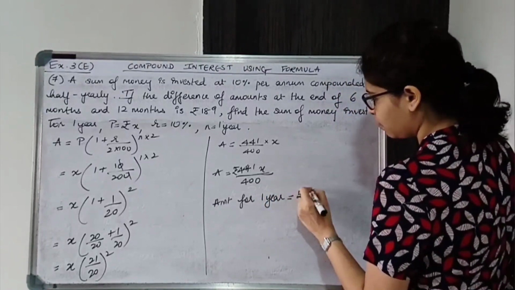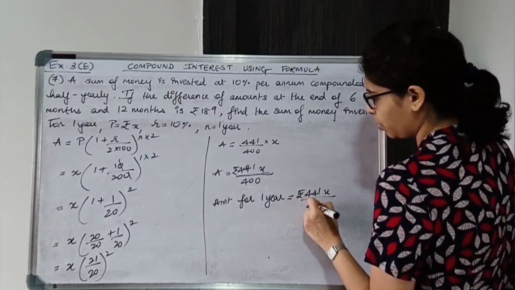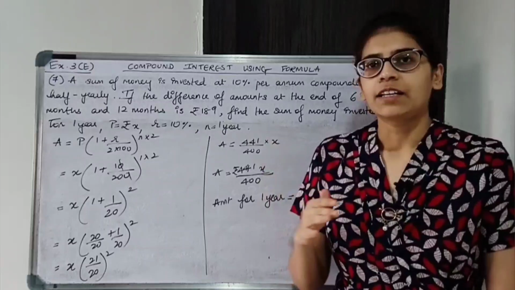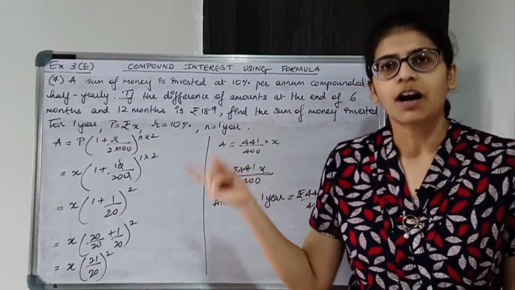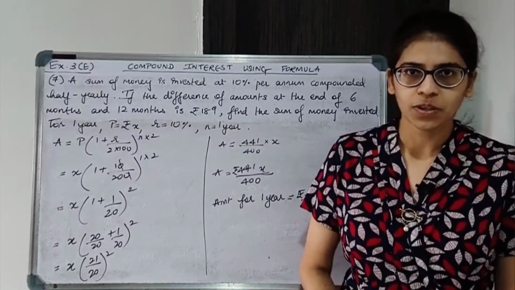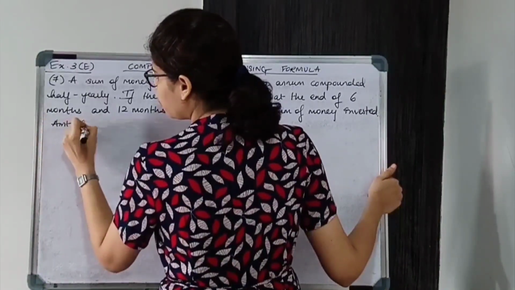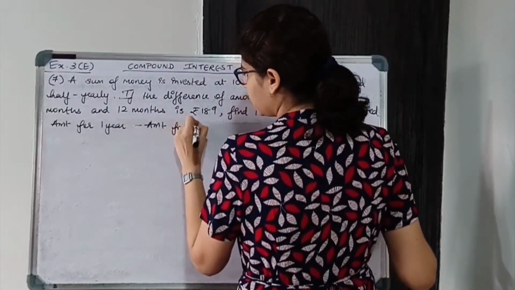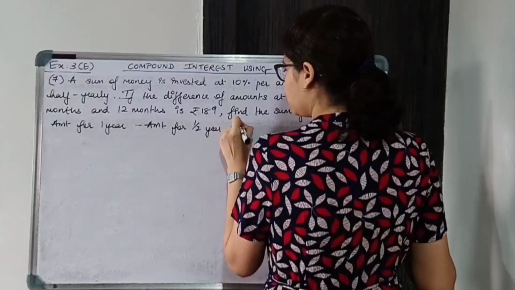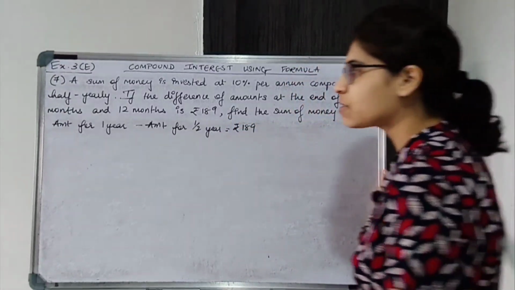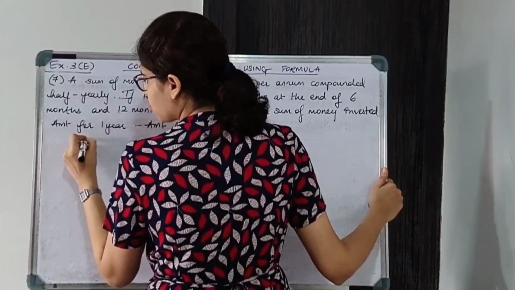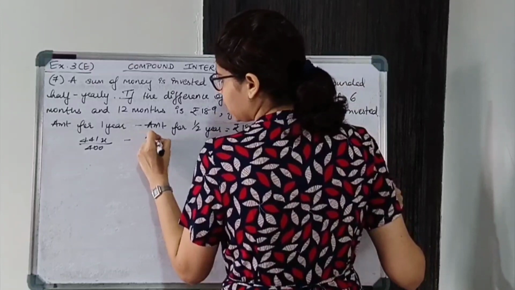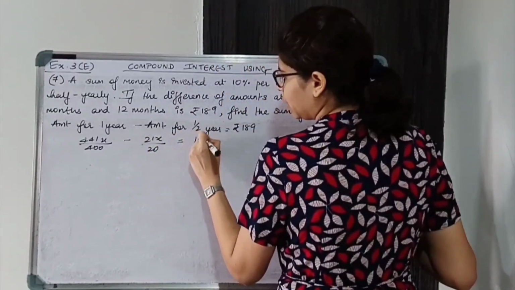It is 441x upon 400 rupees. Don't forget the rupee symbol. Now we'll substitute the values of amount for 1 year and amount for half year in the given condition. We know that amount for 1 year minus amount for half year is equal to rupees 189. So substituting the values, amount for 1 year was 441x upon 400 and amount for half year was 21x upon 20, is equal to 189.